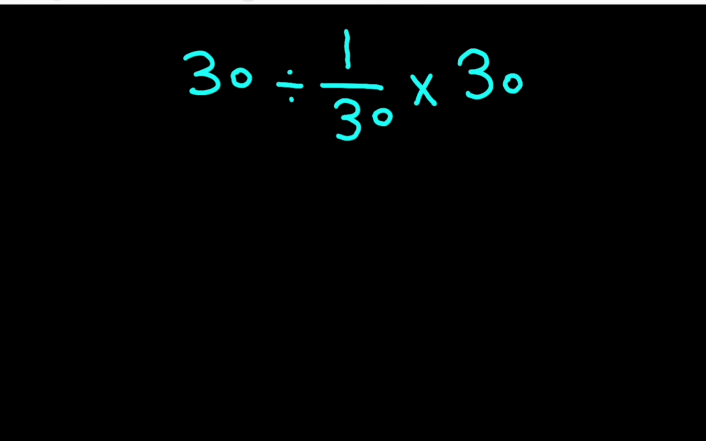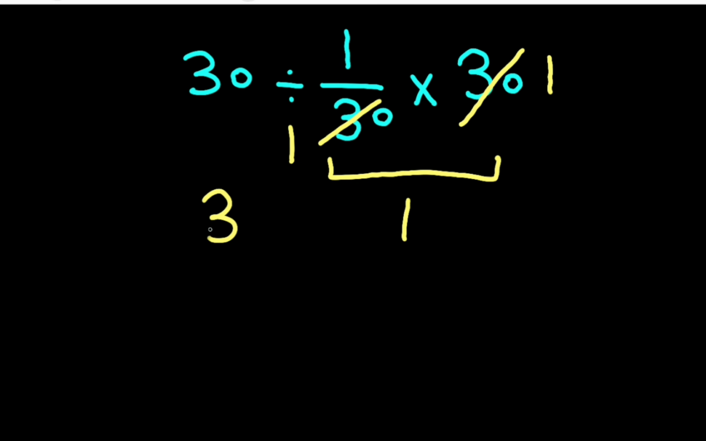Now let's start to solve this expression. We can simplify this section. 30 divided by 30 gives us 1, and 30 divided by 30 gives us 1. 1 times 1 gives us 1. Now 30 divided by 1 equals 30.